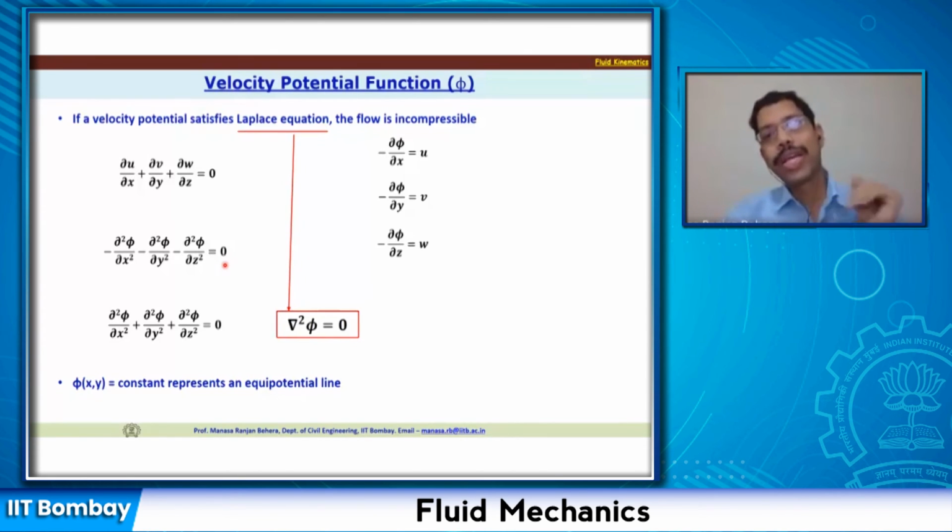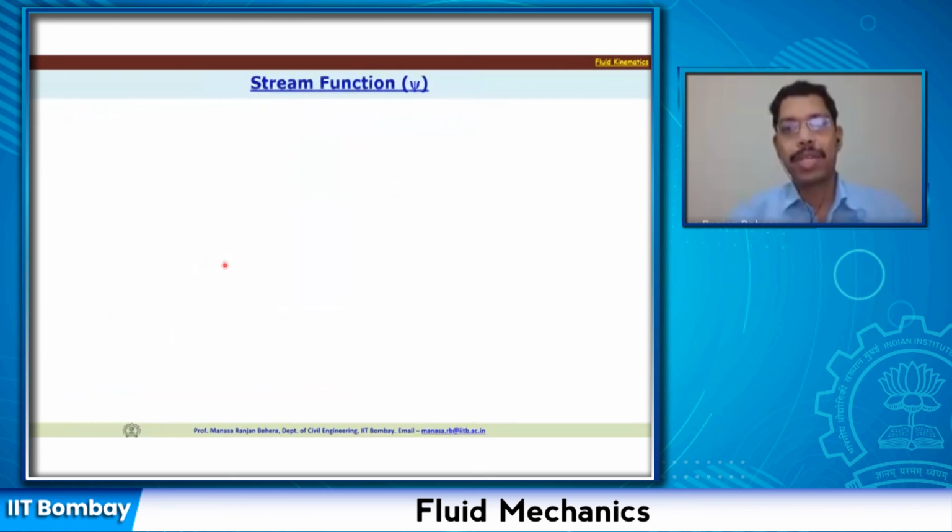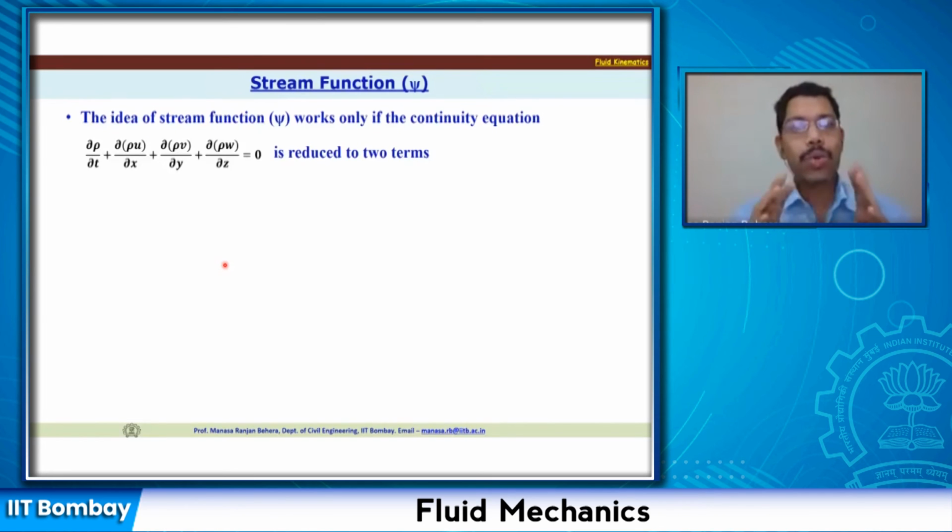Now let us move to the next function, that is our stream function. All right. So when we are talking about stream function, there are some basic properties we should first understand. The stream function works only if it is defined for two terms, or mainly in 2D. Okay, so it works only if the continuity equation is reduced to two terms. And when it can be reduced to two terms, if we have the continuity equation for incompressible flows, then the equation becomes dou u by dou x plus dou v by dou y plus dou w by dou z.